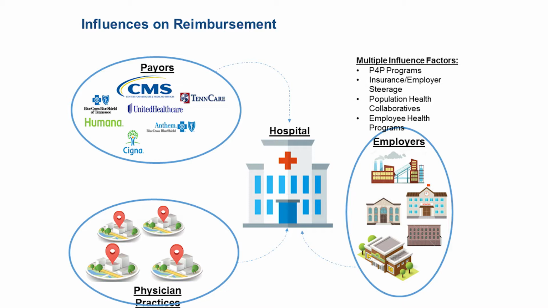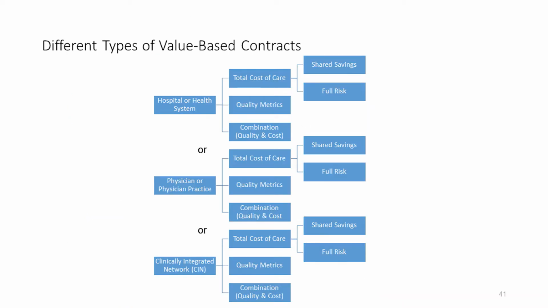And then multiple influence factors with employers as well, putting more and more pressure on the healthcare setting to reduce their cost of providing benefits to their employees. So different types of value-based contracts. A lot of these contracts can really start with a hospital or health system, the physician or physician practices, or a clinically integrated network or insurance company, and those have different goals based off of those settings.